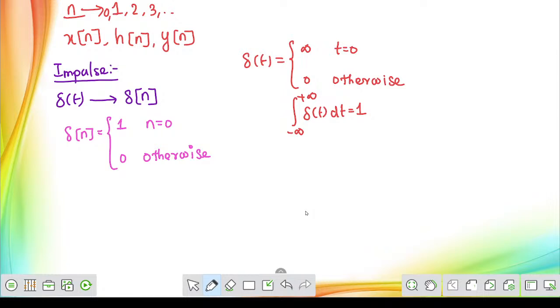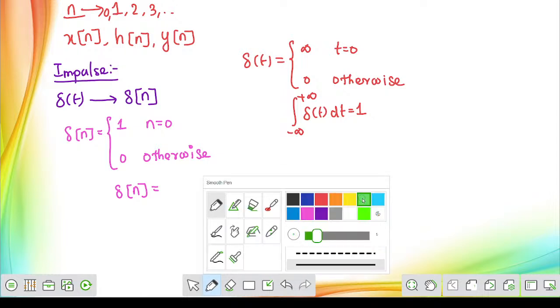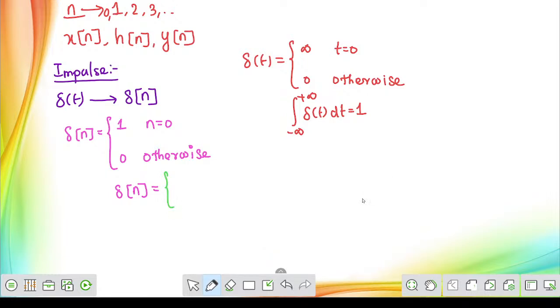And in discrete domain, if I represent it in a sequence manner, how should I represent it? This del of n will be represented like this. At n equal to 0, the value of this function is 1, and this value will be 0 in all other places. Both on the left hand side and the right hand side, everywhere this value will be 0 only. This is the generalized representation of the impulse function. So this is all about the first simple representation of the impulse function.